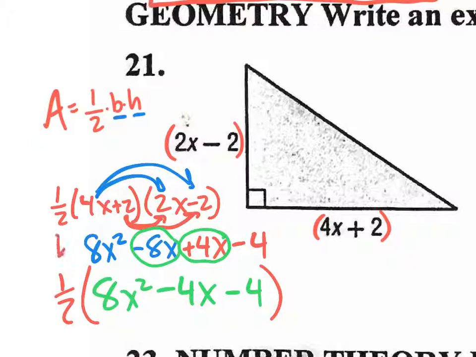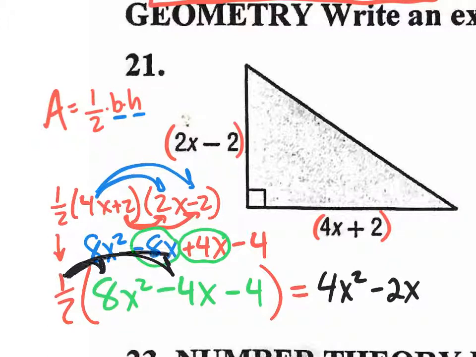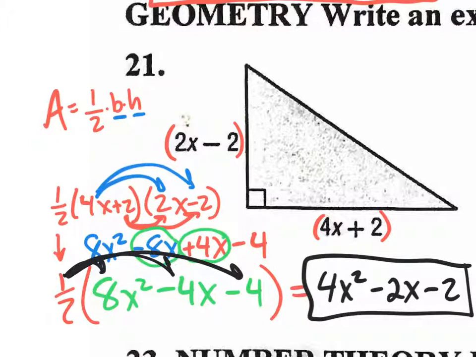And we still need to multiply that by 1/2. The 1/2 out here still comes down. So we're going to just distribute the 1/2, which means divide every term by 2. So my final answer is going to be 1/2 of 8, that's simply 4 of those x squares. 1/2 of negative 4 is simply negative 2 of those x's. And 1/2 of negative 4 is simply a minus 2. There's your final answer for number 21. We didn't have to do that one, but we did.